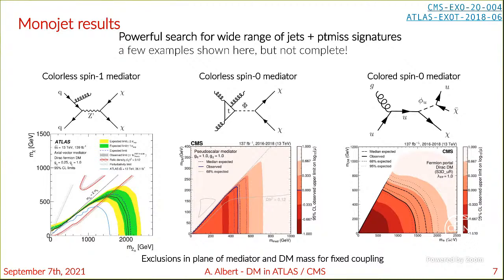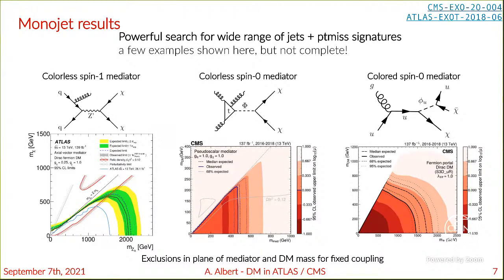Phenomenologically, what happens is that we're sensitive up to a certain mediator mass that defines the cross-section. And then about half of that is the range in the dark matter mass. Because above that, we have this kinematic threshold here, where if the dark matter gets too heavy, you just can't produce it in this type of diagram. So that's why we're cut off. That's really something that is common to these types of models.